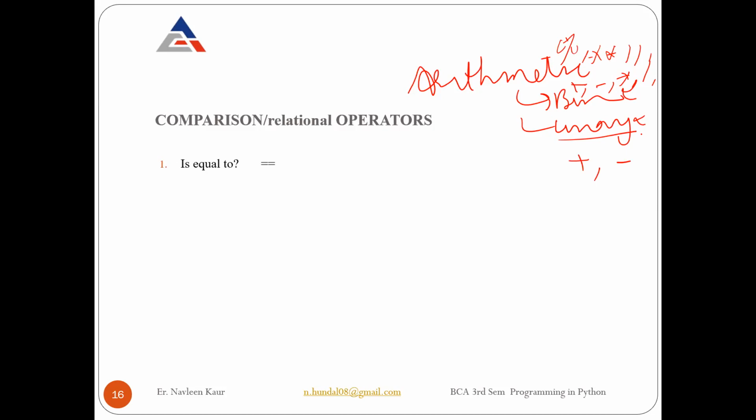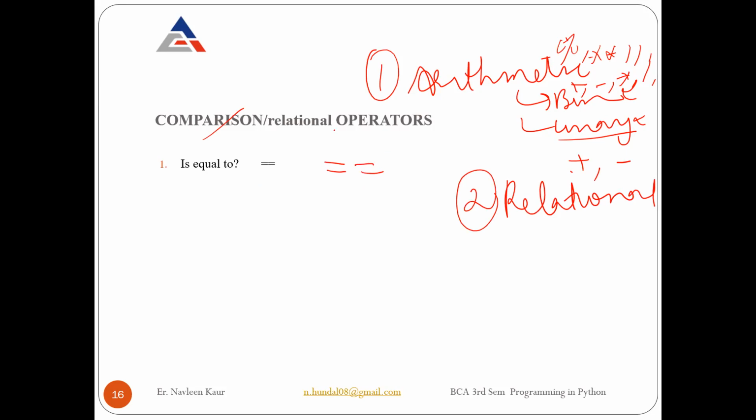After that, the second category of operators is relational operators, which calculate the relation, or you can say they do the comparison. Is equal to is the very first. How to represent it? With the double equals sign. This double equals is actually a comparison. It is checking whether the value on the left is equal to the value on the right or not. If it is equal, it will give you true. If it is not equal, it will give you false. I will do examples with you.